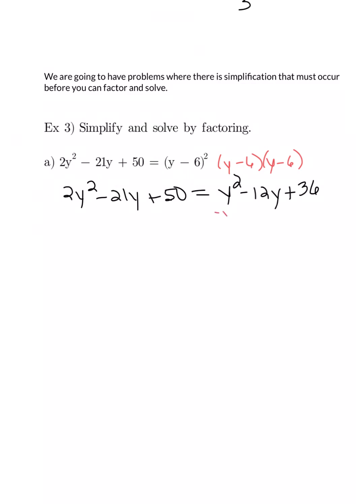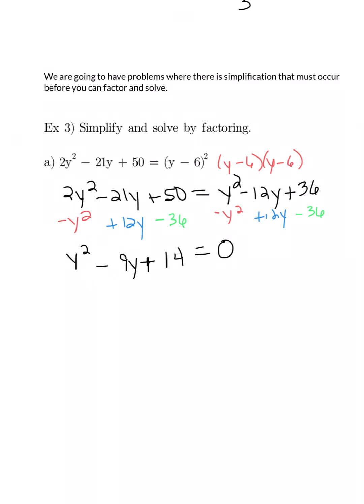I'm going to start by subtracting y squared on both sides. I'm going to add 12y to both sides. And I'm going to subtract 36 on both sides. Now, 2y squared minus y squared leaves me with y squared. Negative 21y plus 12y gives me negative 9y. And 50 minus 36 gives me positive 14. And then because we subtracted everything from the right side, we have equals 0.